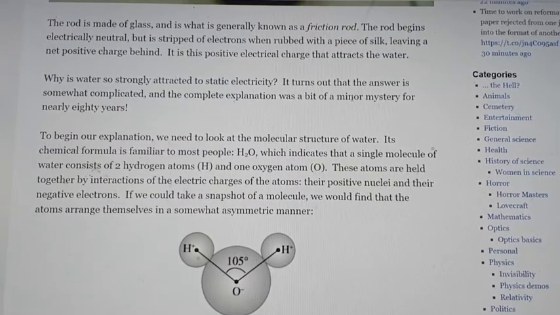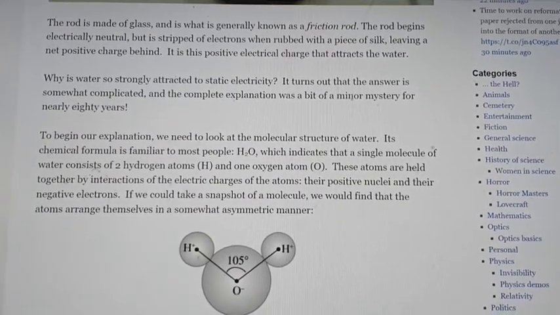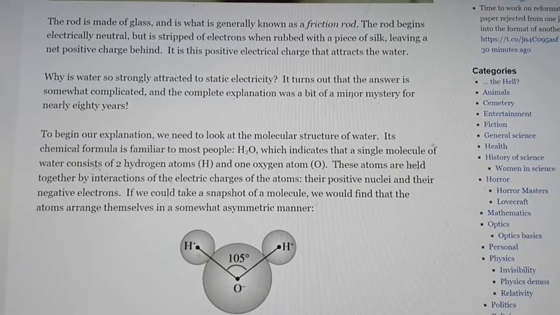Okay, so I'm going to read this out. This is in relation to why when you charge a rod, when you rub the rod with a material, it becomes charged. And if we were to bring it closer to water, what happens is that it will start to bend. All right, so let me just read through this. Now, the rod is made of glass and what is generally known as a friction rod. The rod begins electrically neutral but is stripped of electrons when rubbed with a piece of silk, leaving a net positive charge behind. It is this positive electrical charge that attracts the water.